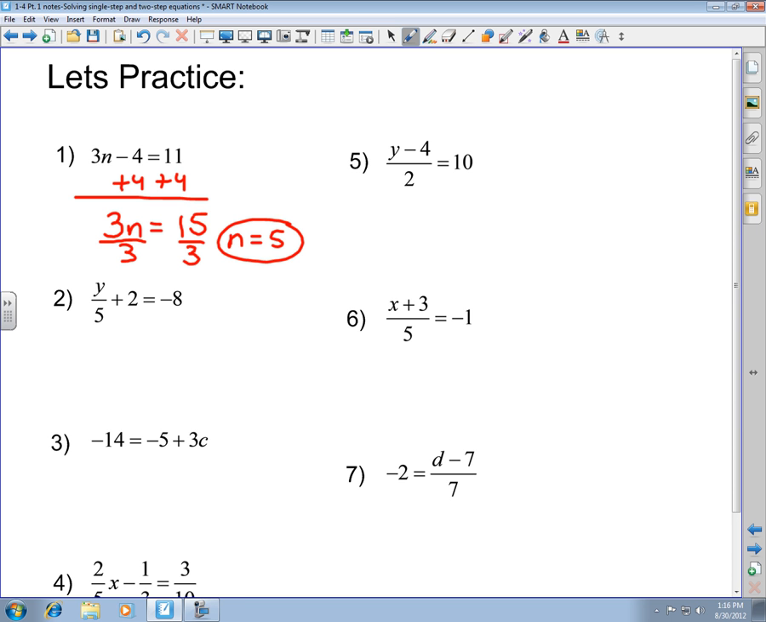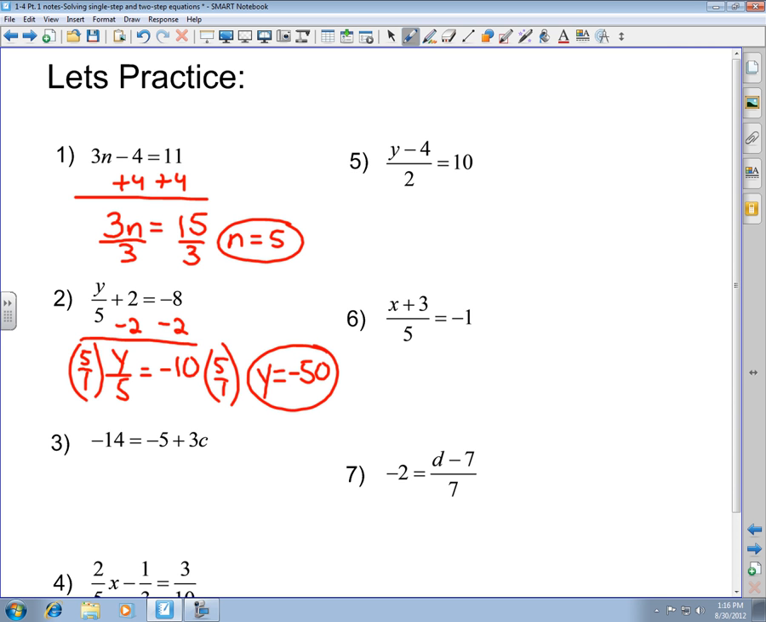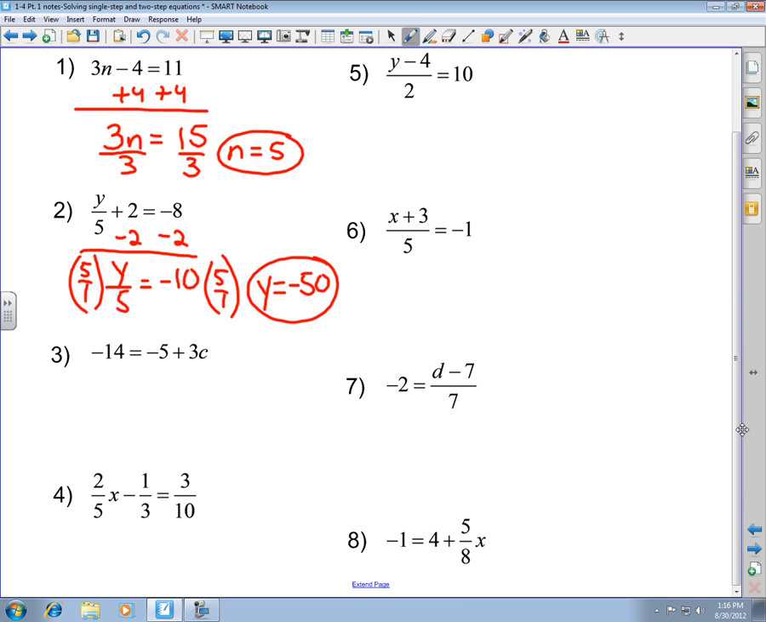Number 2, I want to get rid of the positive 2 first because I want to undo addition and subtraction first. So I'm going to subtract 2 from both sides. Y over 5 equals negative 10. Y divided by 5. Remember, to get rid of a denominator or a fraction, simply multiply by the reciprocal. So I'm going to multiply by 5 over 1 on both sides, and y equals negative 50.